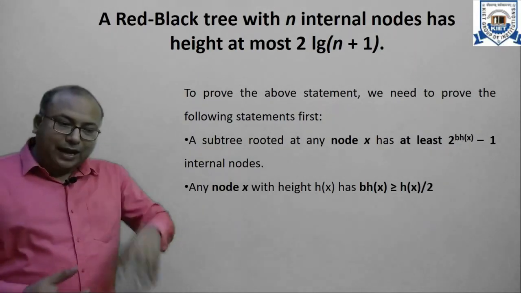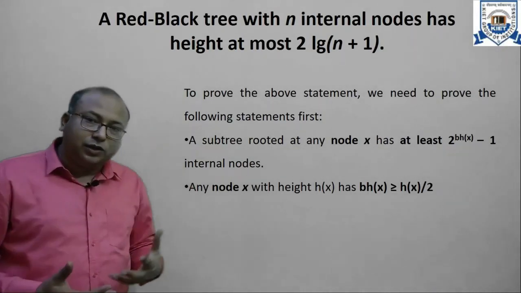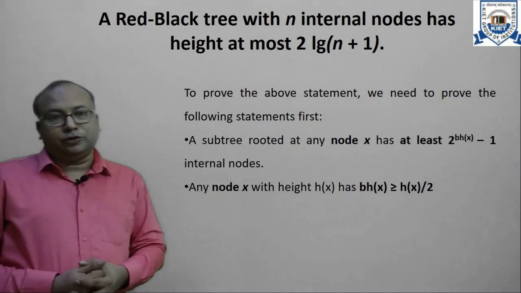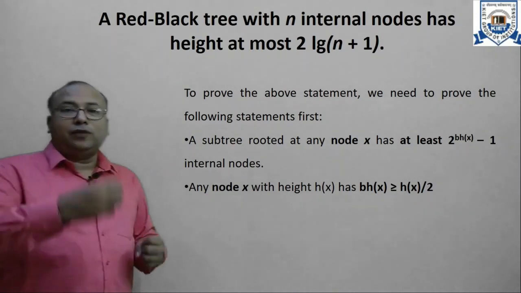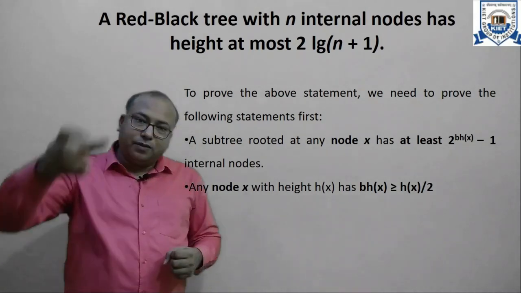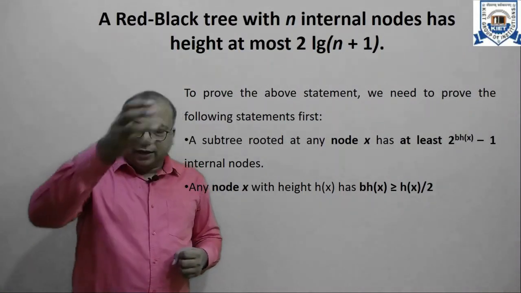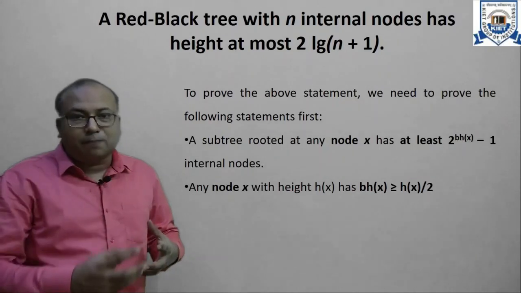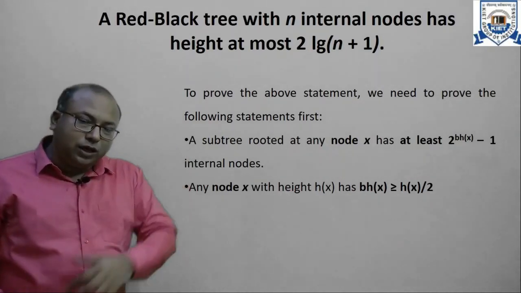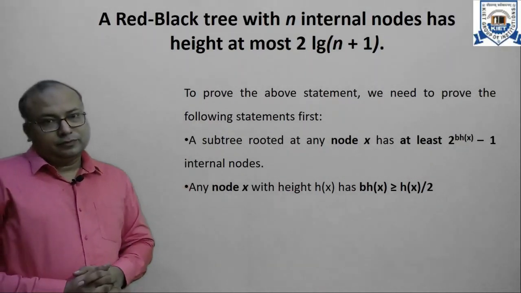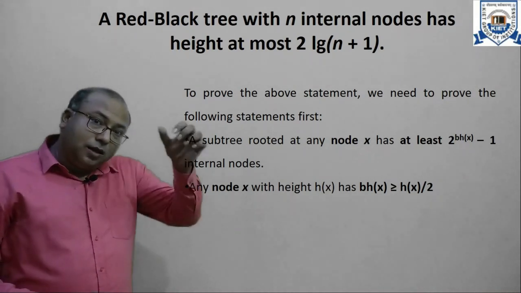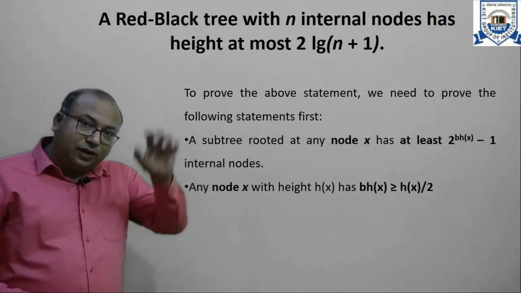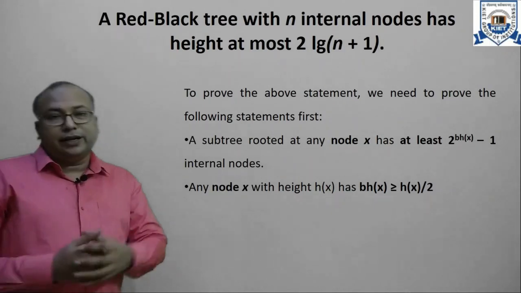That means black height will always be greater than or equal to half of the height of that node. What is the height of that node? The length of the maximum path from that node to the descendant leaf. What is the black height? The number of black nodes we find from the root to the descendant leaf.